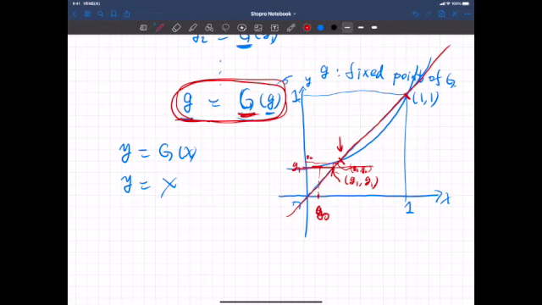Okay, what if we start from somewhere here? Then we will have this value first, then draw the horizontal line. The next value will be this. Next value will be this. So either way, we will reach this fixed point here. So that's what we are doing, to find the fixed point, and this will give us the probability of eventual extinction.